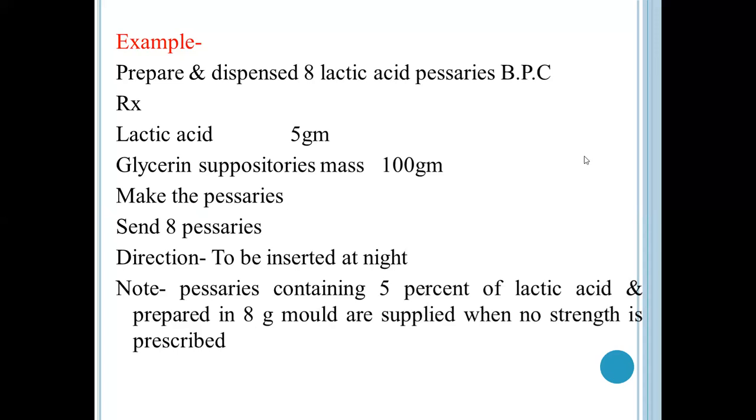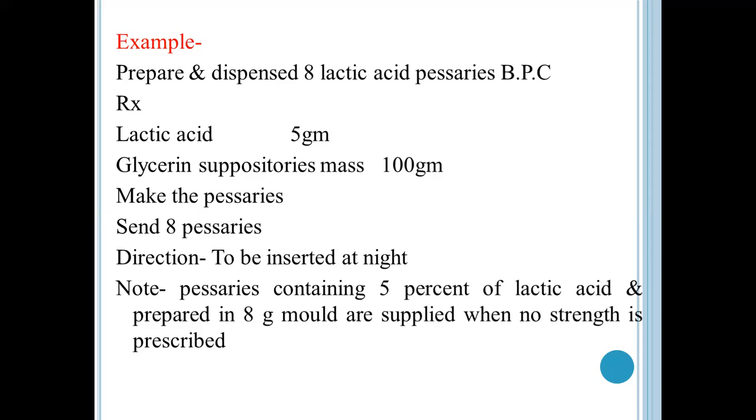Okay, it is the same as that of suppositories, but when there is addition of lactic acid, after the continuous stirring, you have to pour this solution, this melted or liquefied preparation, quickly into the mold. Why? Because there is proper mixing.